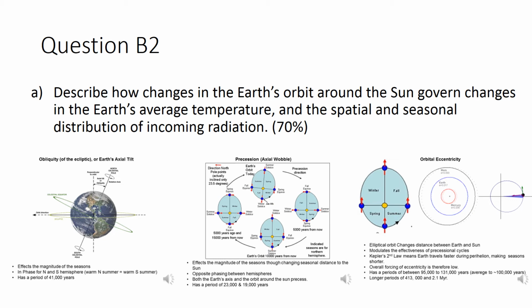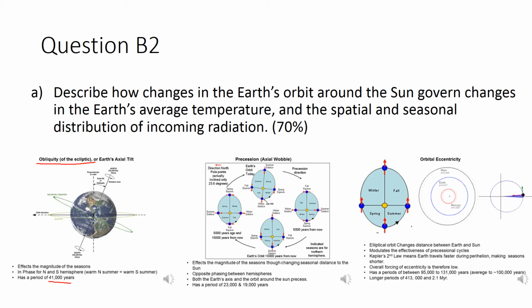So, for example, the obliquity. So that's this obliquity of the Earth. So this is basically how much it's tilting. Okay, so you'd get some marks for that, but the important things to get are that it basically affects the magnitude of the seasons. So when the Earth's axis is tilted over more, we get much warmer summers and much colder winters. Okay, and those effects are the same in each hemisphere, and they have a period of 41,000 years.